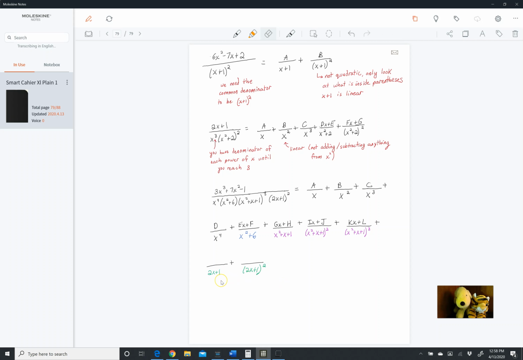Now we're going to look at the 2x plus 1. So 2x plus 1 is linear, so we have m here. And then here again, 2x plus 1 is linear. This square is on the outside, it's irrelevant. So we have m plus n.